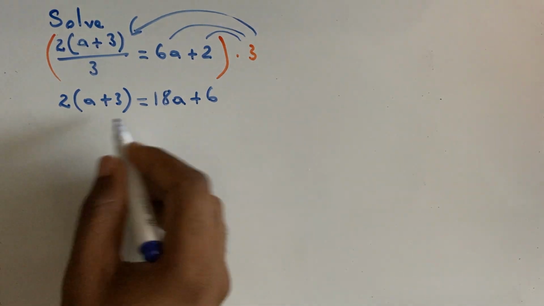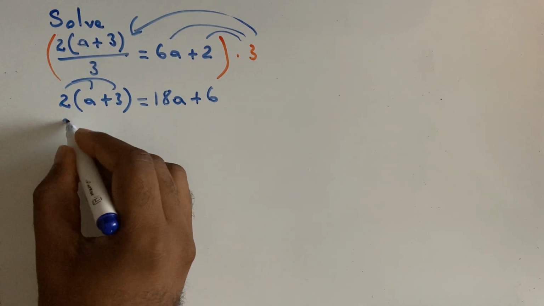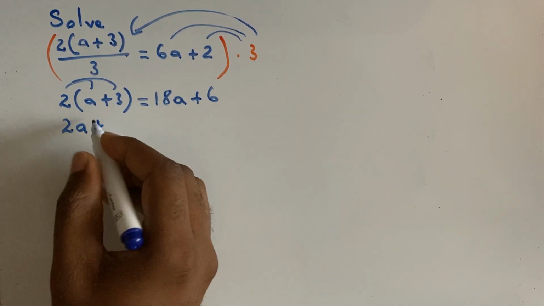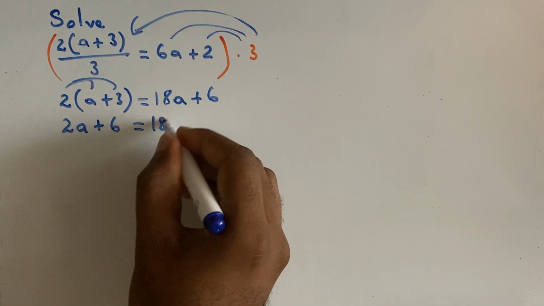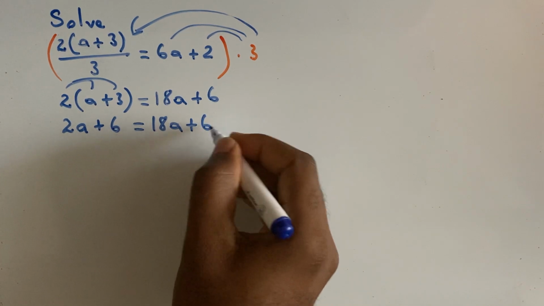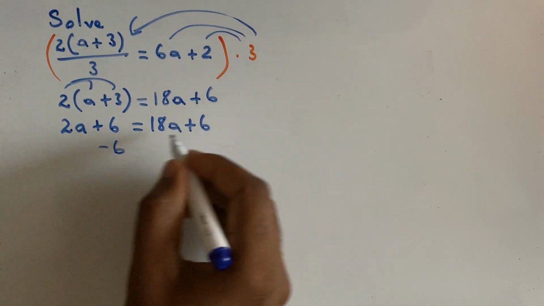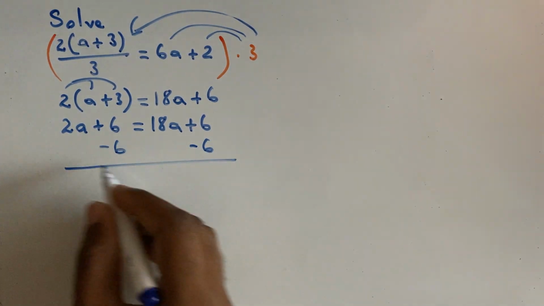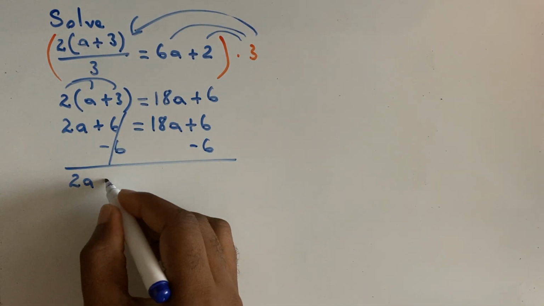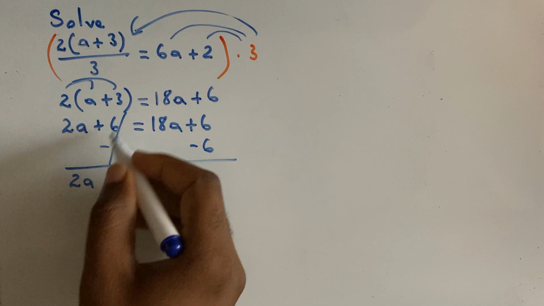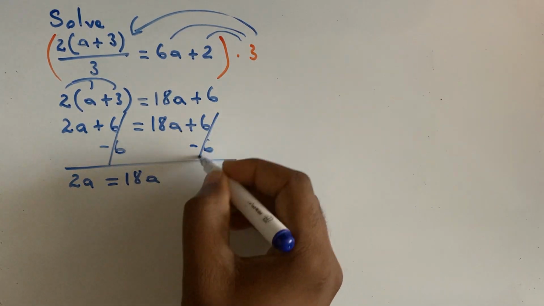So now on this side also you need to distribute, right? So you have 2a plus 2 times 3, 6, equals 18a plus 6, okay? Now, subtract 6 from both sides because I'm trying to isolate. When I do that, I'll have 2a. This is canceled out, equals 18a. Now this is canceled out as well.